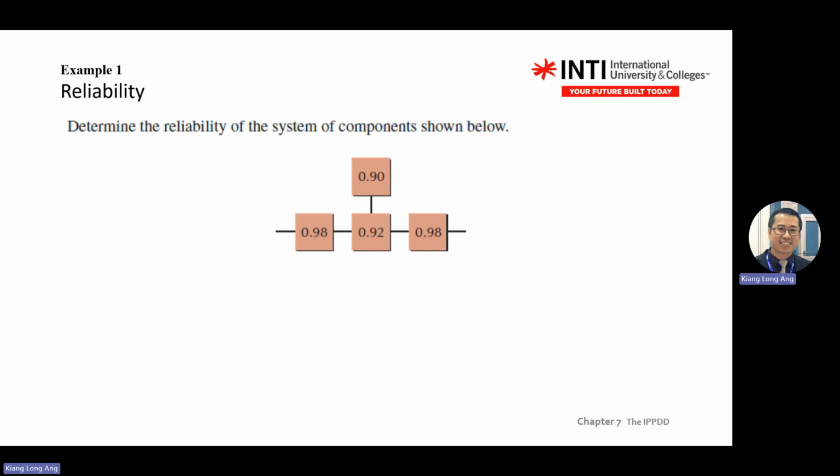How do you do it? You calculate this one first. So what is the reliability of 0.9 and 0.92? What is the R system? I already gave you the formula here. Substitute the value. What is the reliability?